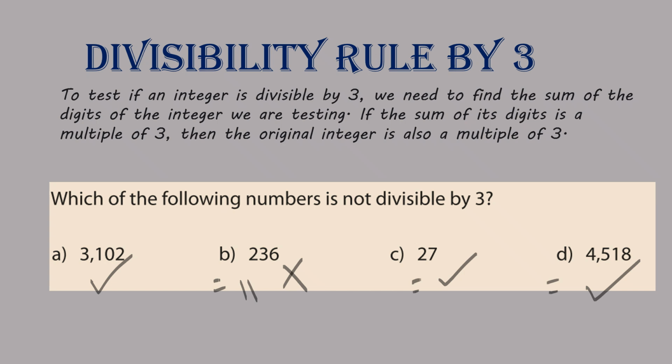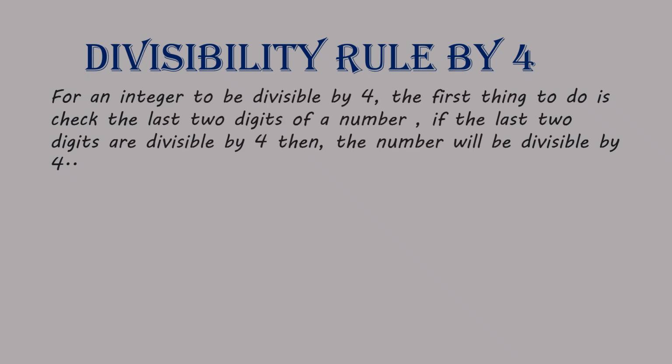Okay, now let's see another rule, the divisibility rule by 4. Over here you have to see the last 2 digits of that number. If the last 2 digits are divisible by 4, then that number will be divisible by 4. So the rule is you have to see the last two digits. If they are divisible by 4, then that number will be divisible by 4.